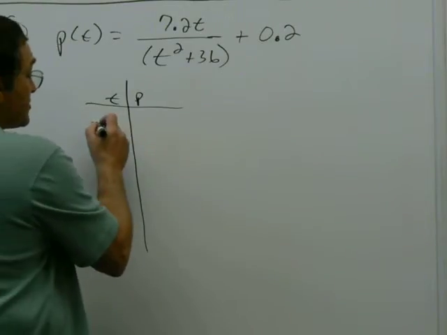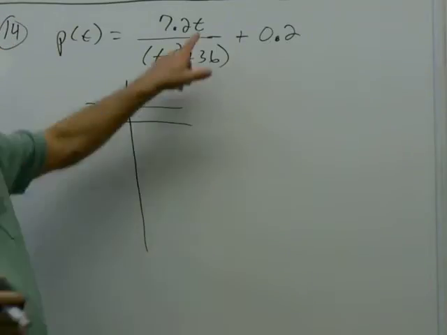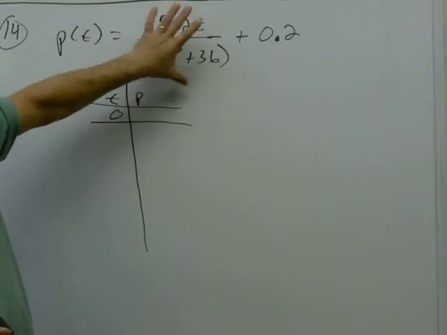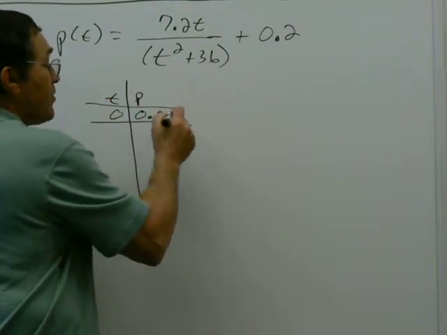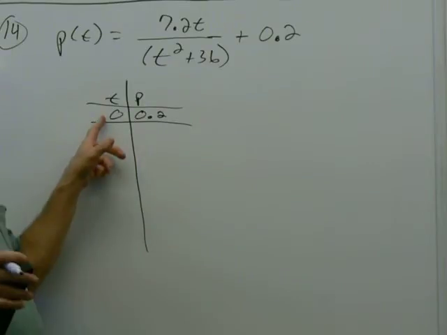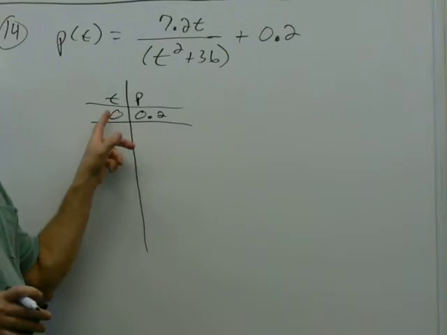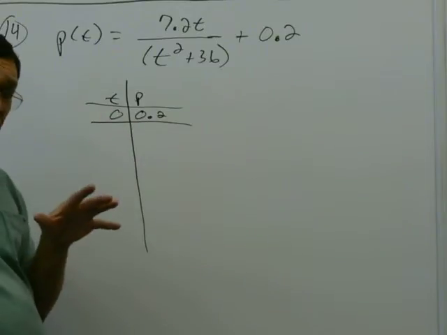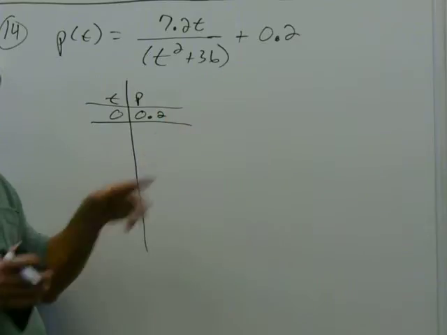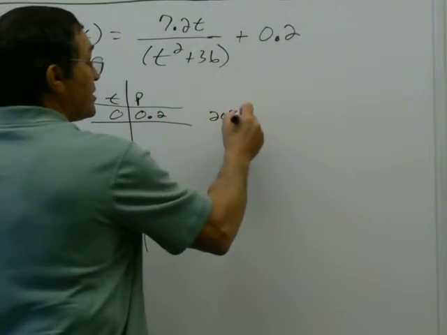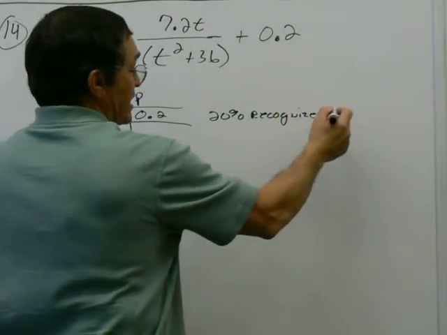I'm going to evaluate this for some different values of t. Notice if you put 0 in for t, 0 times 7.2 is going to knock this term out, and so you just have 0.2. Now what this means is, before the campaign starts, or on the day the campaign starts, before you've done any advertising or anything, in other words, 0 weeks into the campaign, 0.2 of the population, or proportion of the population, 20% of the population recognize the candidate, or recognize his name.